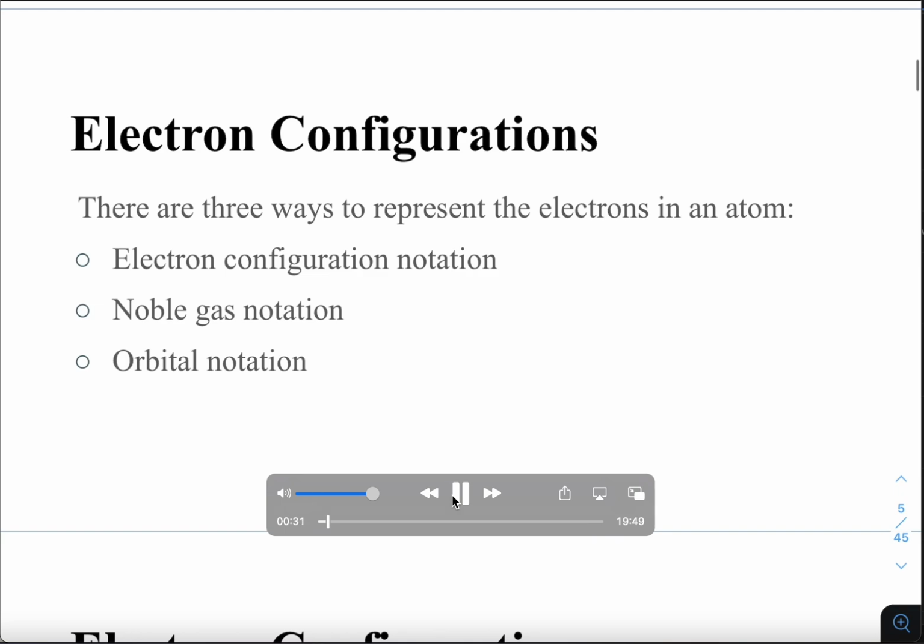These are the 3 ways I'm going to go over in this video. Regular full electron configuration, noble gas or condensed, and then orbital diagrams or orbital notation.